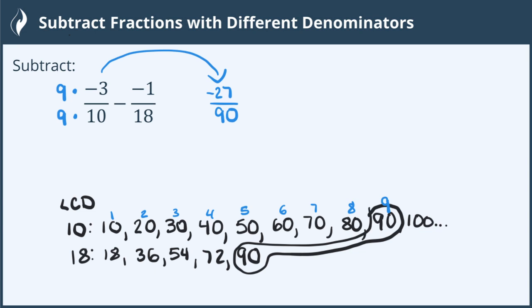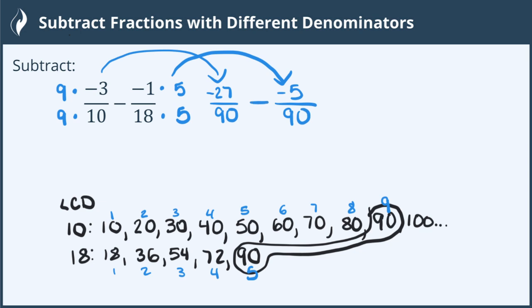Now on the 18, I see 1, 2, 3, 4, 5. 5 times 18 gave me 90. So on this one, I need to multiply the numerator and denominator by 5. I'll write that over here. 5 times negative 1 is negative 5, and 5 times 18 is 90. And the operation is subtraction.